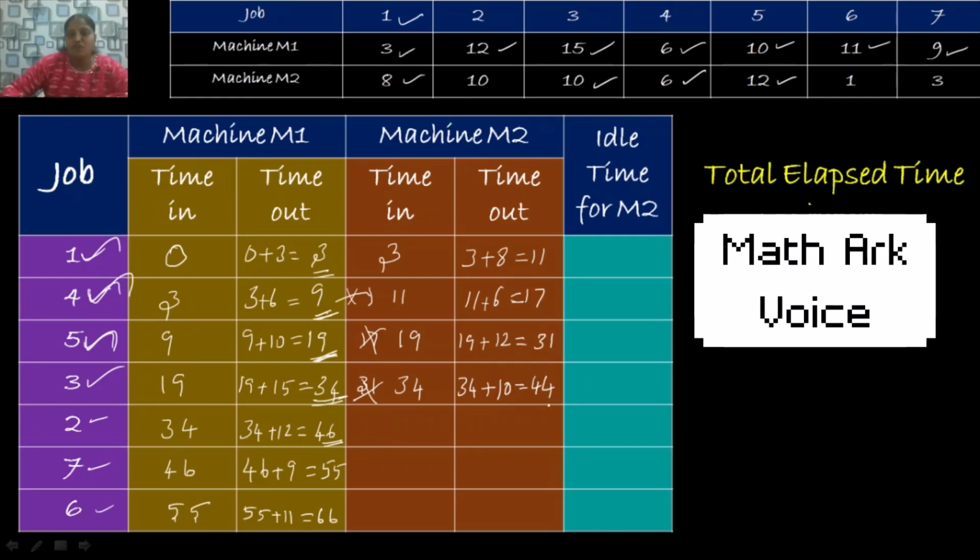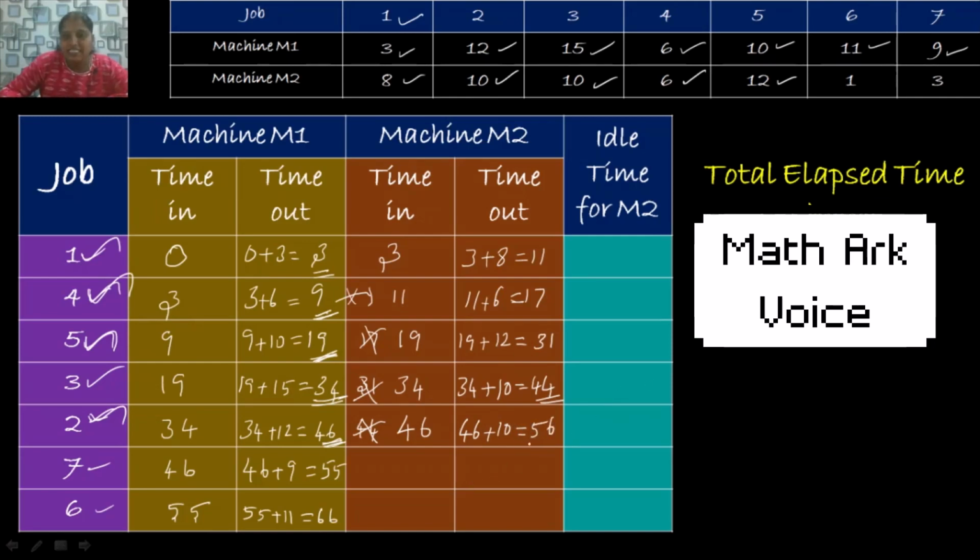At 44 hours job 3 has completed its processing time on M2, but at 44 hours machine M2 doesn't have any job to process, because job 2 completes its processing time at 46 hours only. So again it has to wait for 2 hours to get the job. So at 46 hours job 2 entered machine M2 and it needs a processing time of 10 hours. So 46 plus 10 equals 56 hours.